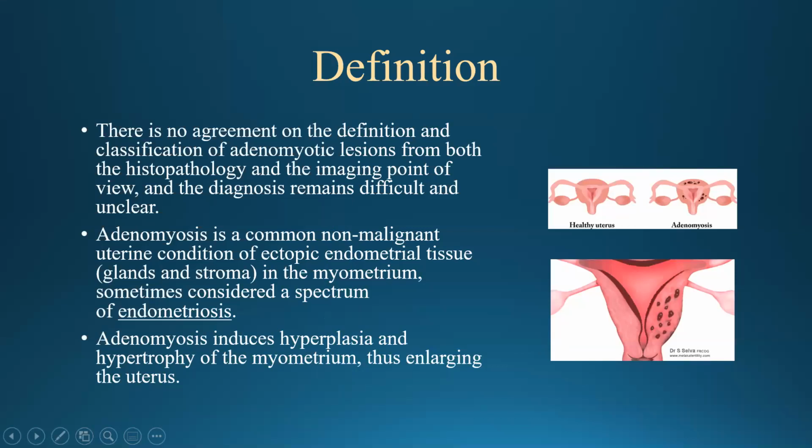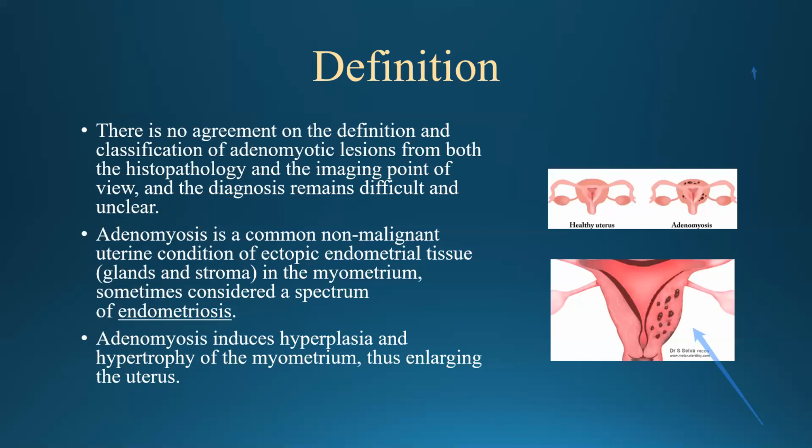There's no agreement on the definition, as I mentioned, and that's because the classification of the adenomyotic lesions on histopathology and from the imaging point of view is difficult and remains unclear. Adenomyosis is a common non-malignant uterine condition of ectopic endometrial tissue, glands, and stroma in the myometrium. Sometimes it's considered a spectrum of endometriosis, as we know. Adenomyosis induces hyperplasia and hypertrophy of the myometrium, thus enlarging the uterus. That's why we know from the clinical findings that the uterus of adenomyotic women is enlarged.